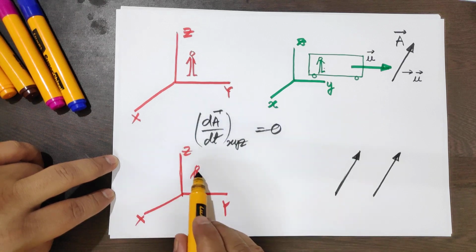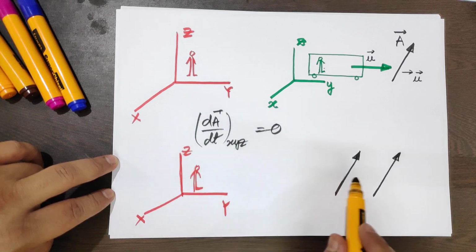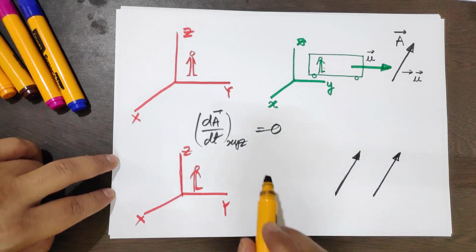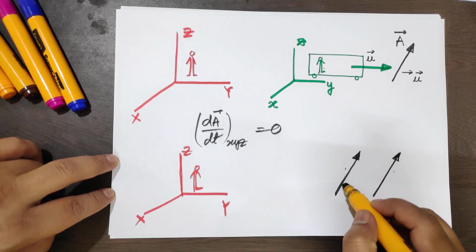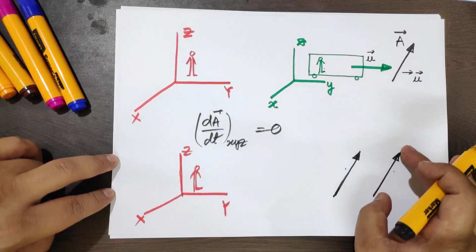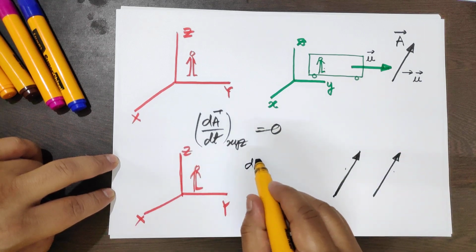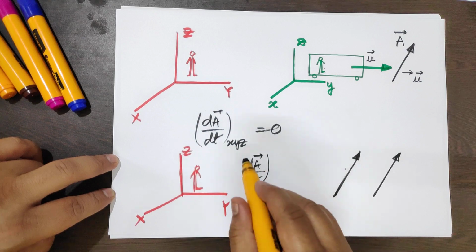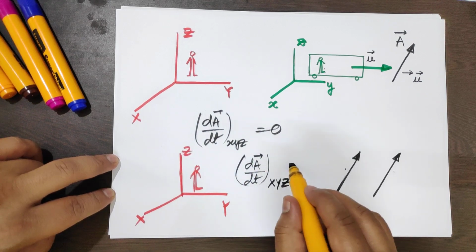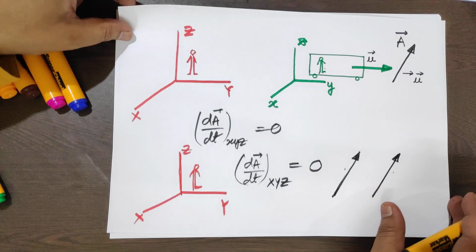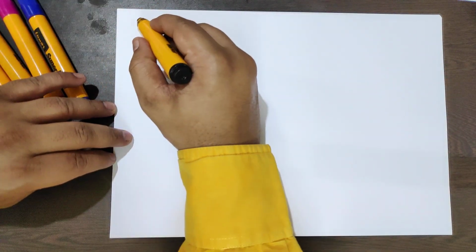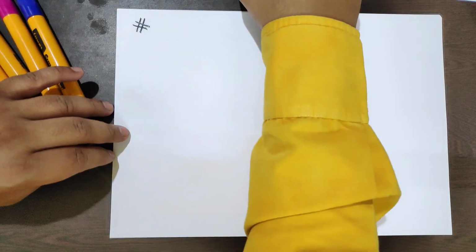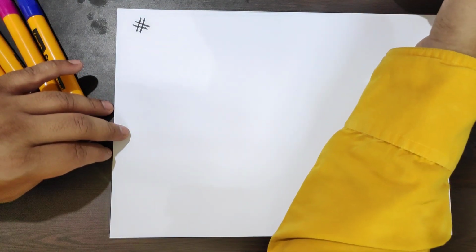So with respect to the person in the ground frame, this vector is a translating vector. Are this vector and this vector the same or different? As the vector has translated, does it change? No, it doesn't change. So dA/dt with respect to capital X, Y, Z is equal to 0. So that was pretty simple: translating vectors don't change because they have the same magnitude and direction.